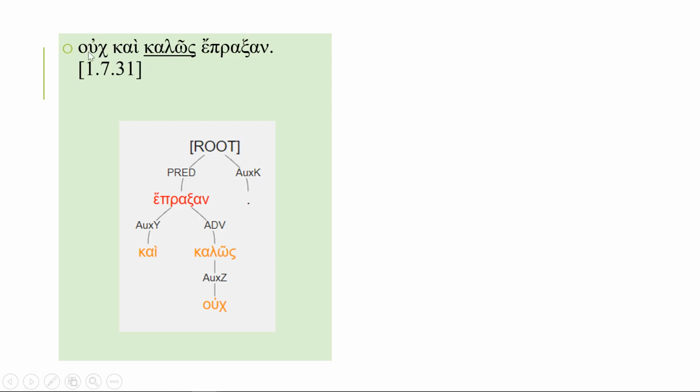Except they didn't act well. Ouk is in here. It's changed to ouch in front of the kappa. So ouch means not. So they behaved not well. And that is an aux z, if you'll remember, an emphasizing particle. And then kai acts here as the aux y, connecting it to the sentence before. So, and they didn't act well, is how you would translate that sentence.